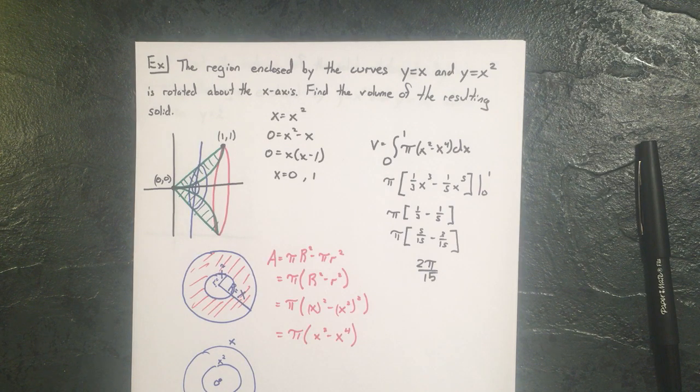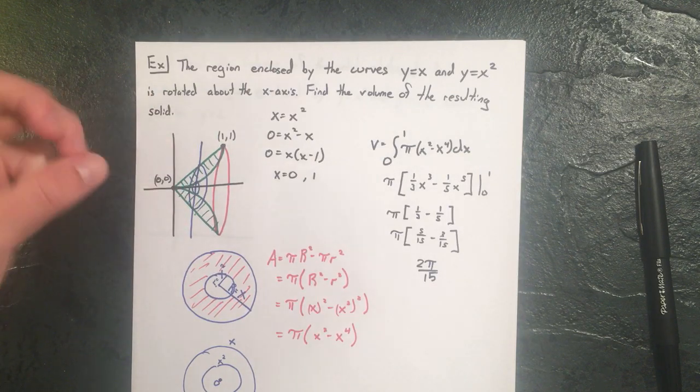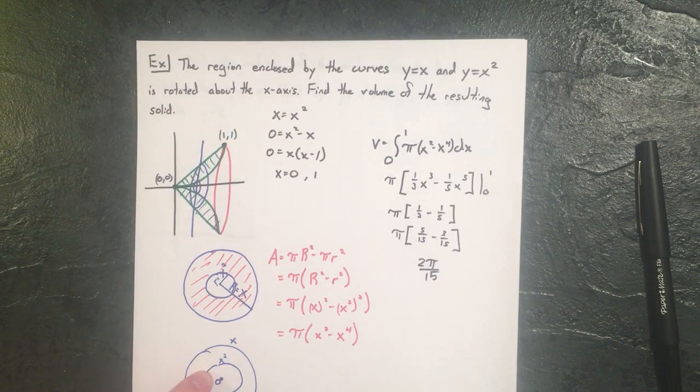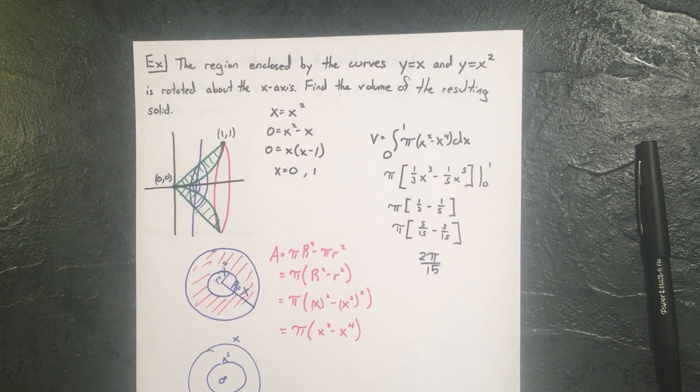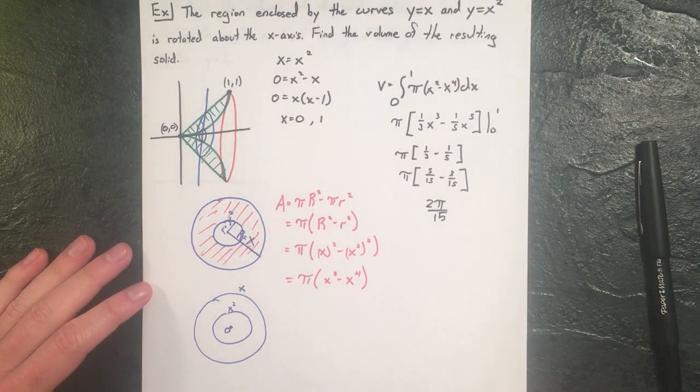And keep in mind that is the volume of this object as we spin it around here. And remember, this one is a washer because it has that gap in between. Let's do another washer and see how these questions can progress as well.